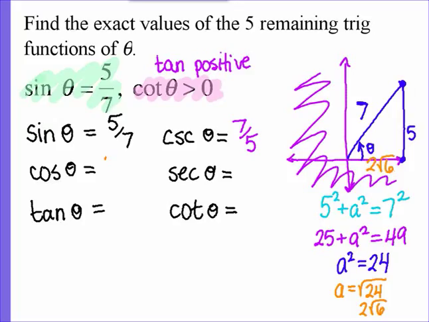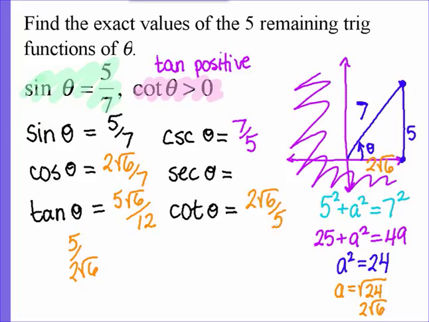2 root 6 over 7. Tangent is going to end up being 5 over 2 root 6, which actually is going to be 5 root 6 over 12. Cotangent is going to be the flip of that, which is 2 root 6 over 5. For those of you wondering, that's why I wrote this down, because it's easier to flip that. And then secant is going to be 7 over 2 root 6, which is 7 root 6 over 12.